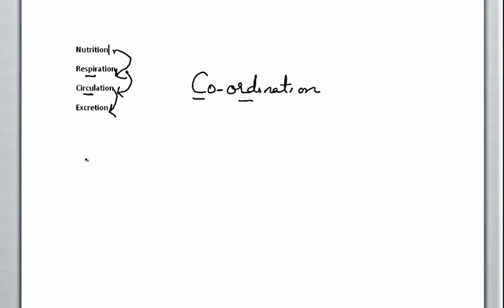Now, what does this point mean? It means that whatever function is going on in our body, it should take place in a controlled manner. That means if you are running, your breathing rate increases, but this increased breathing rate has to calm down. It has to come down to a normal level, isn't it?